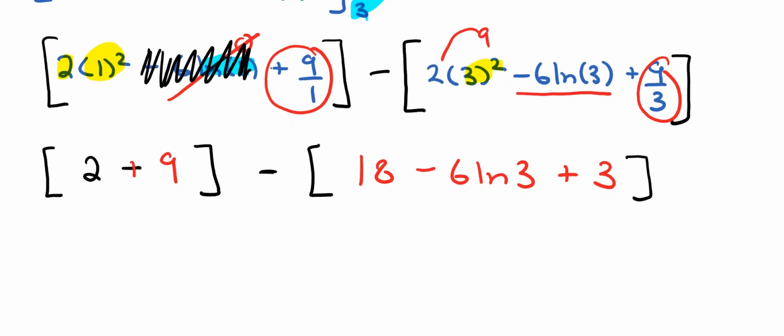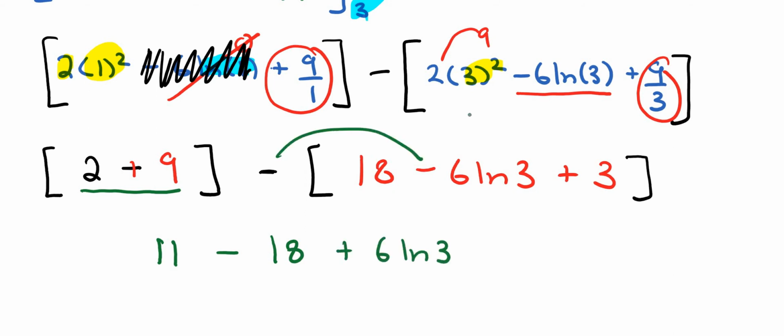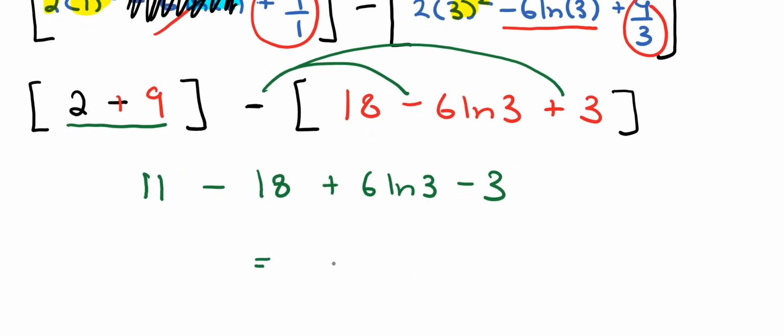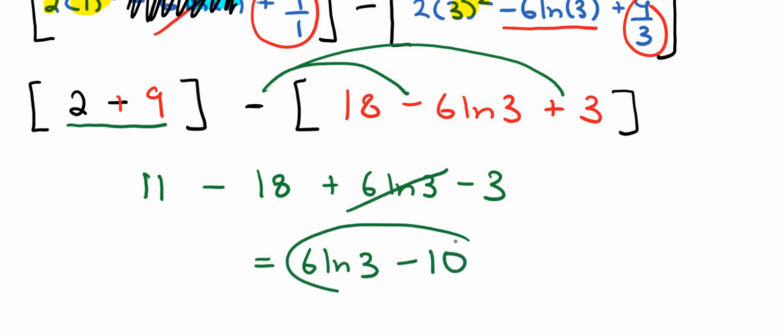And then from here, you're just evaluating things. 2 plus 9 is 11, minus 18, plus 6 ln 3 minus 3, and if we add up all the terms here, we should get 6 ln 3 minus 10. So that's your final answer for that particular problem.